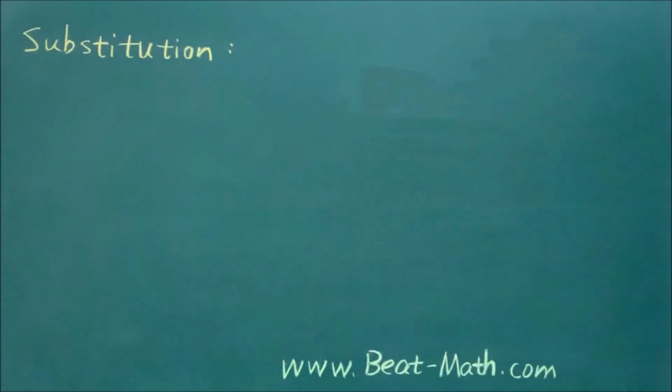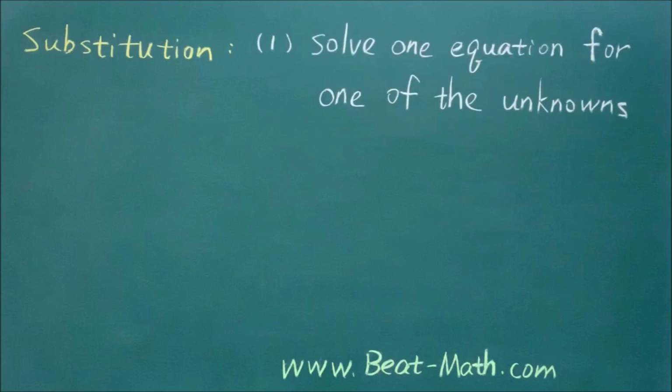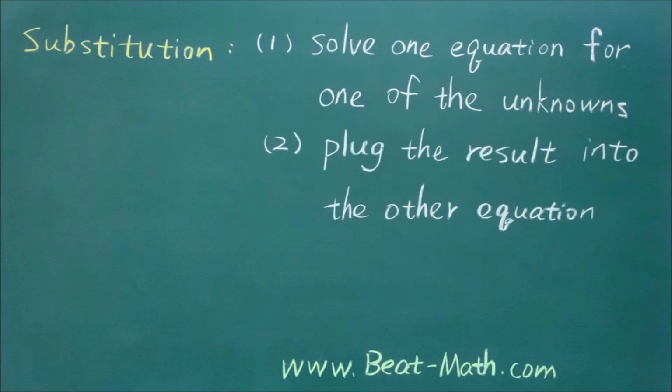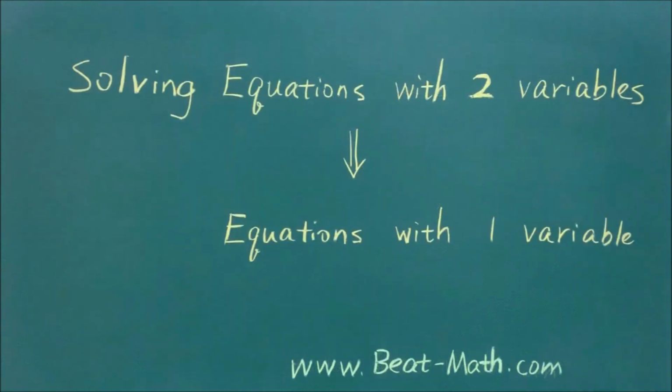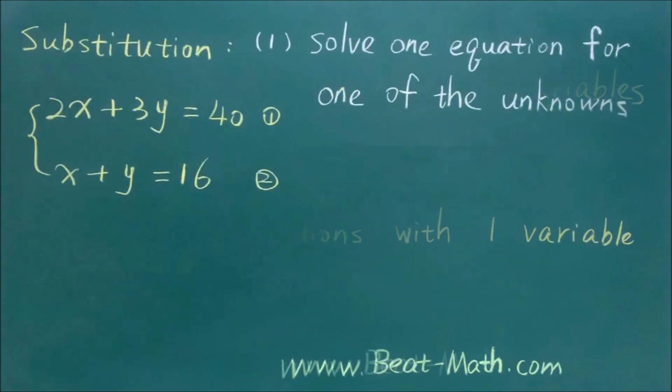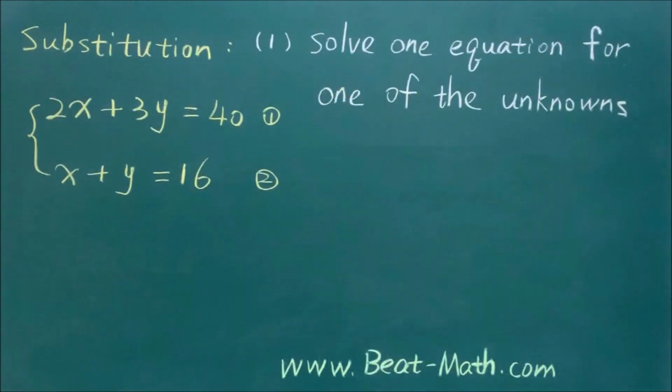The main idea of the substitution method is that we solve one of the equations for one of the unknowns, and then substitute the result into the other equation. This way, we turn the equations with two variables into equations with one variable. Let's look at the same equations as the previous video and try to solve it by substitution.